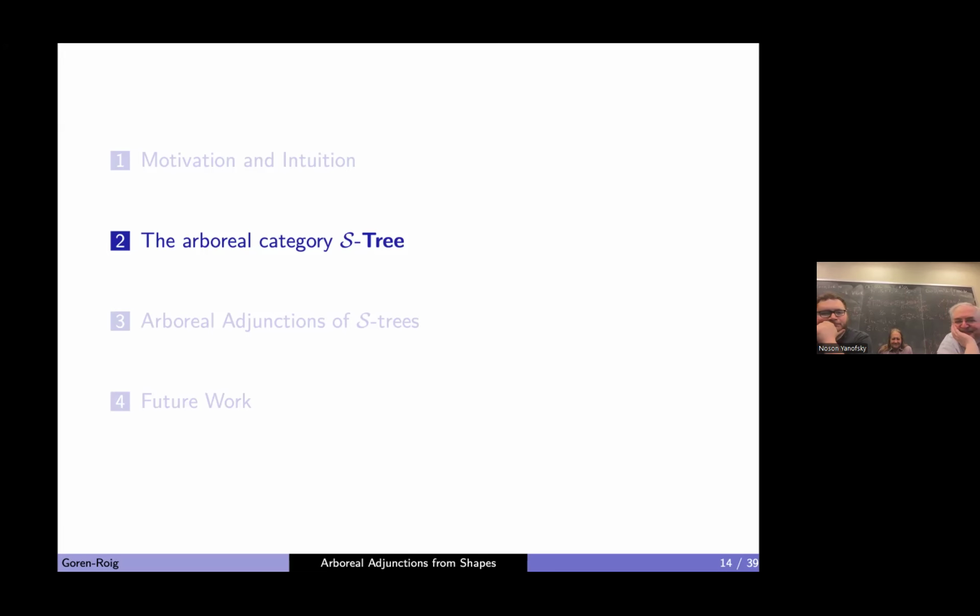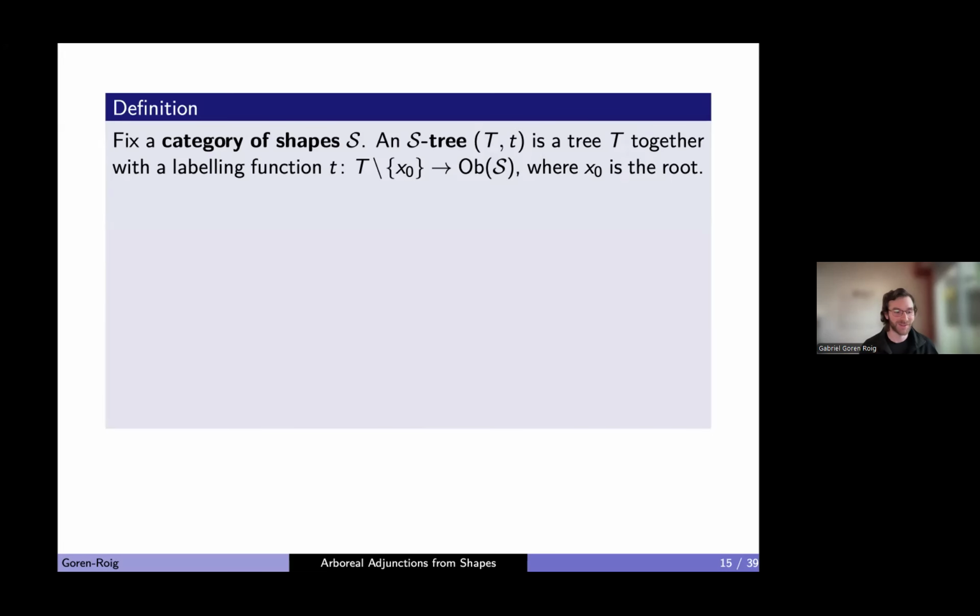Go. Okay. Probably, yes. So let's go to the actual meat of the thing. We fix a category of shapes, as I was saying. This is just a category. And we will define an S tree as, first of all, a tree. For us, a tree means it's rooted. So it's a rooted tree. It doesn't have to be finite, but there is a finite path from every node to the root, or rather from the root to the node.